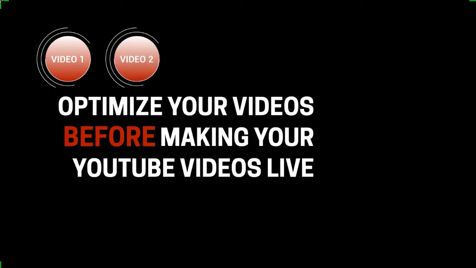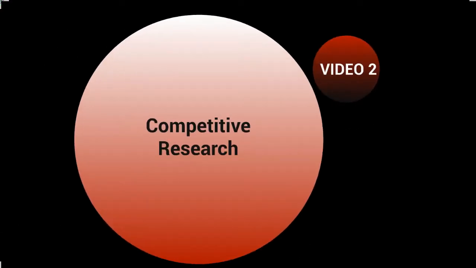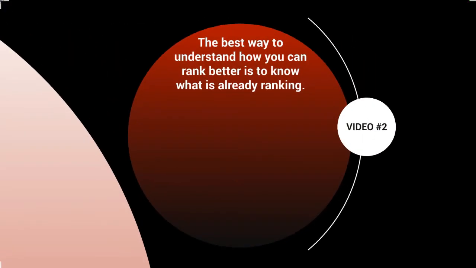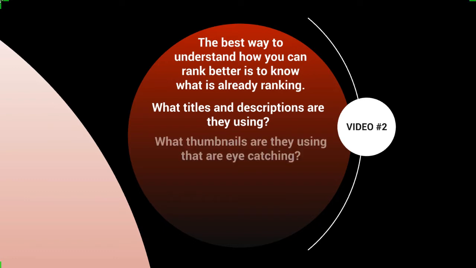Hello and welcome back. This is video number 2. So let's talk about competitive research. You see, the best way to understand how you can rank better is to know what is already ranking in your niche or your market. So what we want to do here is analyze the videos that are on the top. And I want you to specifically look at what titles, what descriptions are they using, and what thumbnails are they using that are eye-catching. And what is the user experience like when you click through those videos?